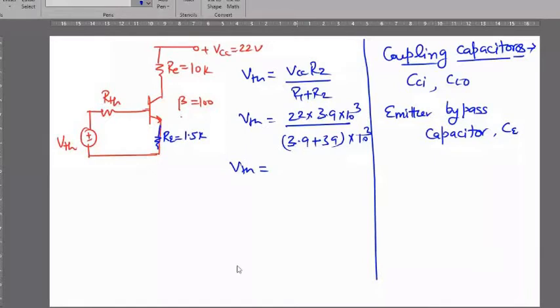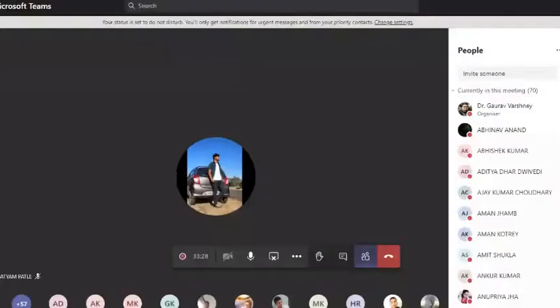All the participants are requested to keep themselves on mute. Then you can play with this phone.